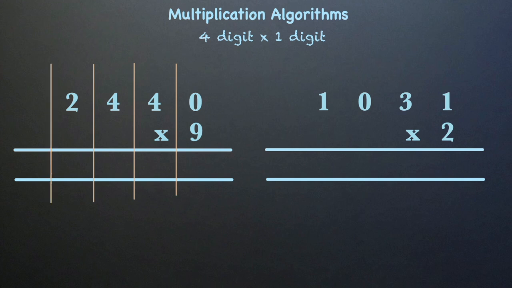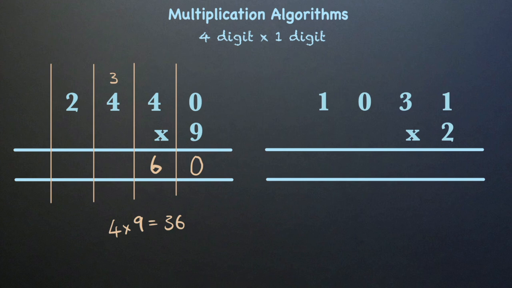All right, let's start with the ones by 9. So 0 ones times 9. Well, we know 0 times 9 is 0, isn't it? So we just record the 0 here. Then we have to do 4 tens times 9. We know 4 times 9 is 36. So 4 tens by 9 is going to be 36 tens. Let's record the 6 tens with the tens. The 30 tens I'm going to rename as 300s and record it up here with the hundreds. So we've got 300s.